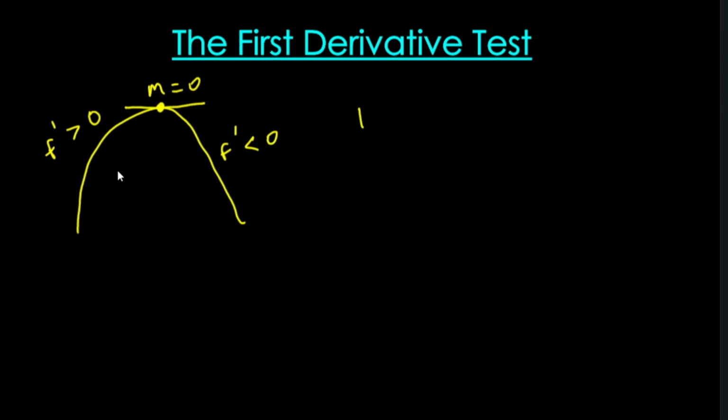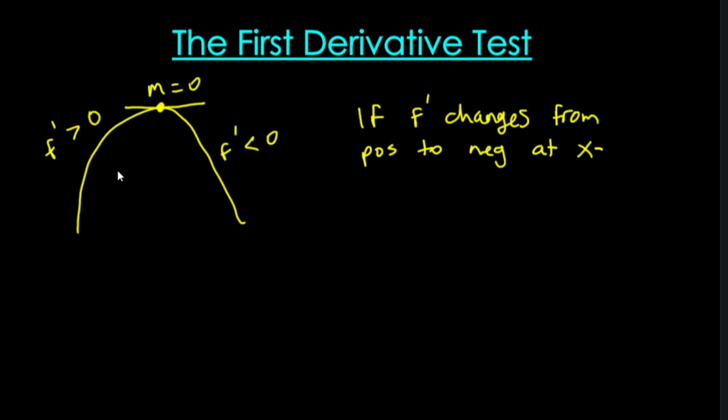So as a statement, we say that if f prime changes from positive to negative at x equals, let's say a, for some number, then f, the original function, has a maximum at x equals a.